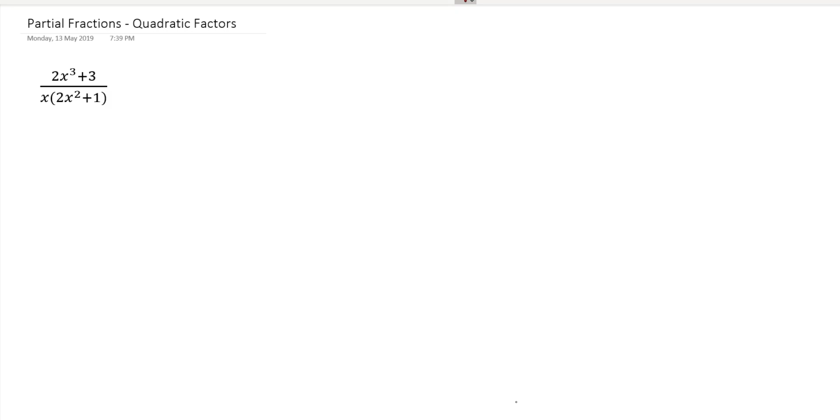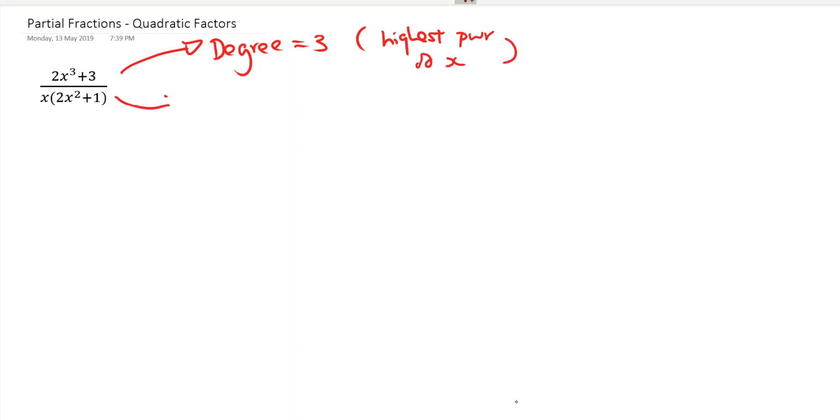Now first, once you see the degree of the numerator, so you look here, what is the degree? The degree is equal to 3. What does degree mean? Degree means the highest power of x. You should know by now, because you're preparing for exam. Next, for the denominator, what is the degree equal to? It is also equal to 3. Why? Because x times x squared will give you x to the power of 3. So the degree is also 3.